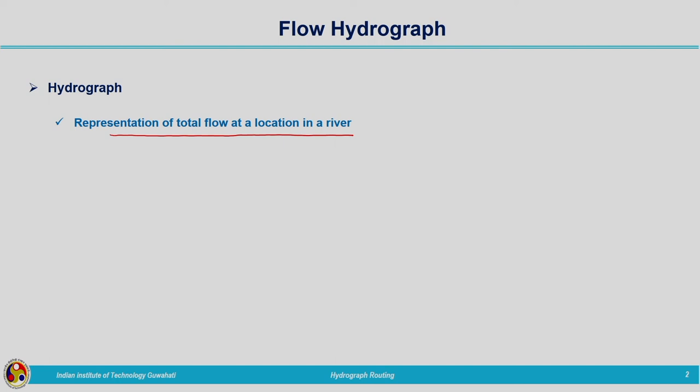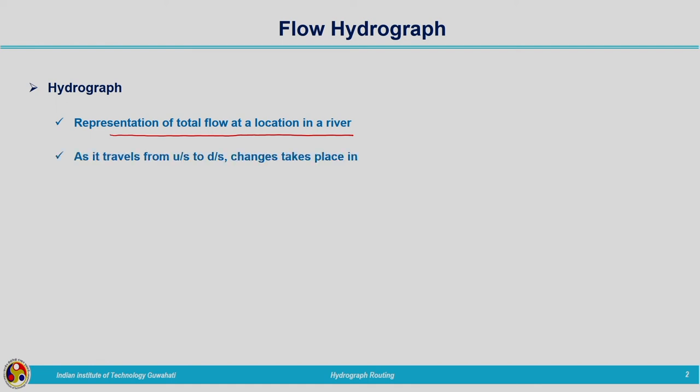And when the flow takes place from upstream to downstream, what are the changes taking place? Will there be any changes, or will it be the same as the upstream side? All these things can be studied by making use of the hydrographs at the downstream location. But how can we get the hydrograph at the downstream location? Let us look into that.